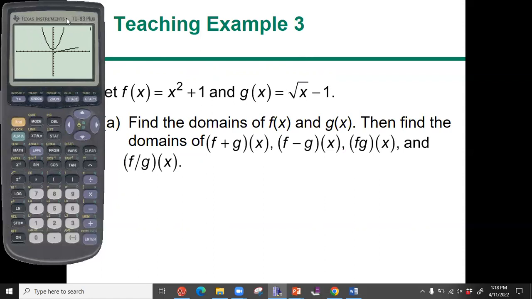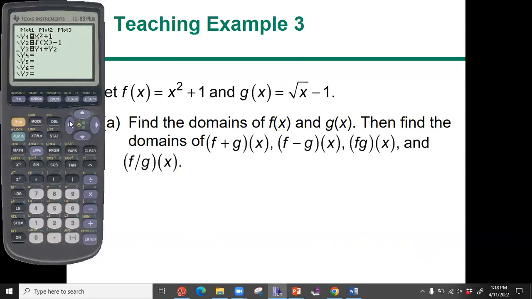There's my y1. There's my y2. And then it's kind of hard to see, but it's them together just overlapped. Yes, you have to click vars. So you click vars and you're going to go to y vars and then you go to function. And that'll tell the calculator.